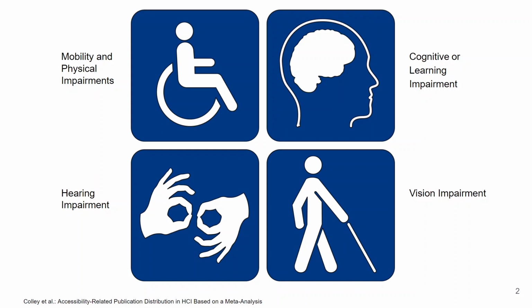According to the International Classification of Functioning, Disability and Health, impairments can be broadly subcategorized into four types: mobility and physical impairments, vision, hearing, and cognitive or learning disabilities. While there exist numerous works that focus on the experiences of people with disabilities and also in general on accessibility, data on how each disability is addressed in the field of human-computer interaction is missing.